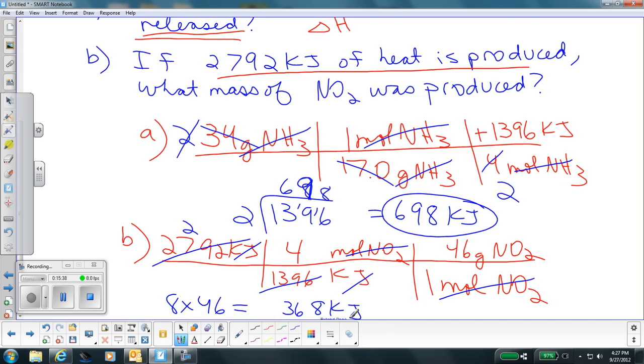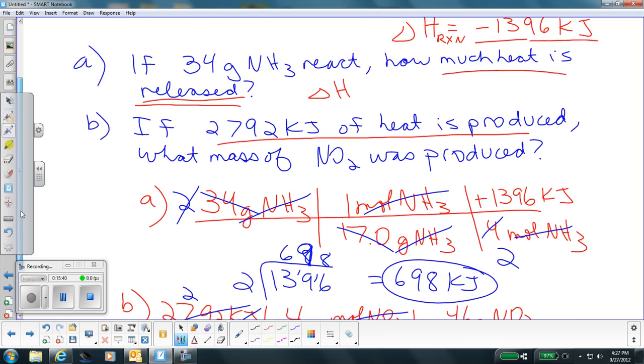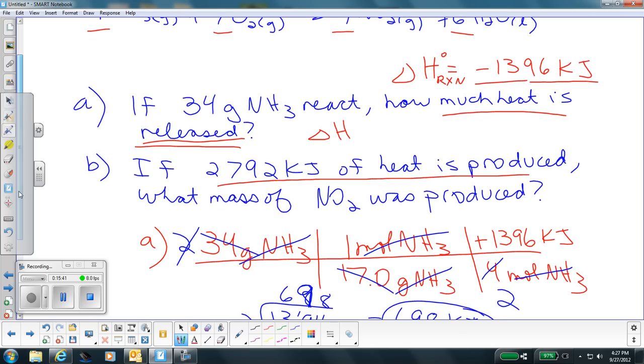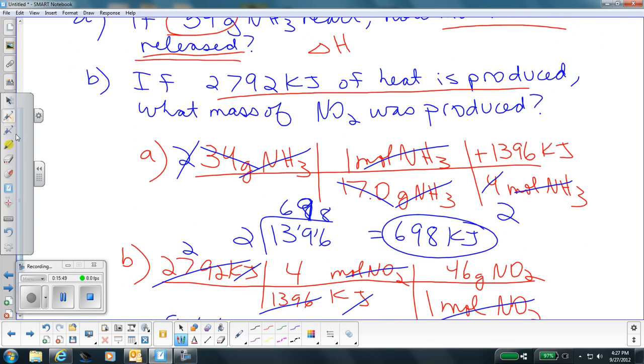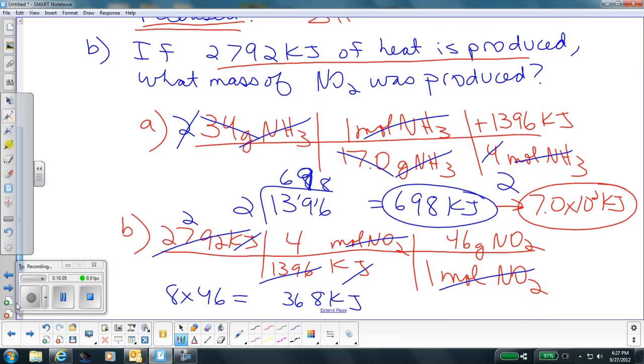Now, I wrote these answers down, but let's check if I have the right number of sig figs in these problems. Let's see. In the first problem, notice, I have 2 sig figs. So my answer should actually only have 2 sig figs for part A. Oh, and I kept 3, sorry. I need to write this as 7.0 times 10 to the 2 kilojoules. That would be the correct answer for A with the correct number of sig figs.